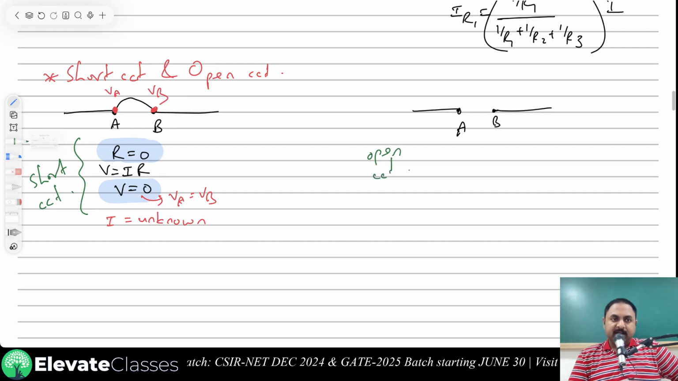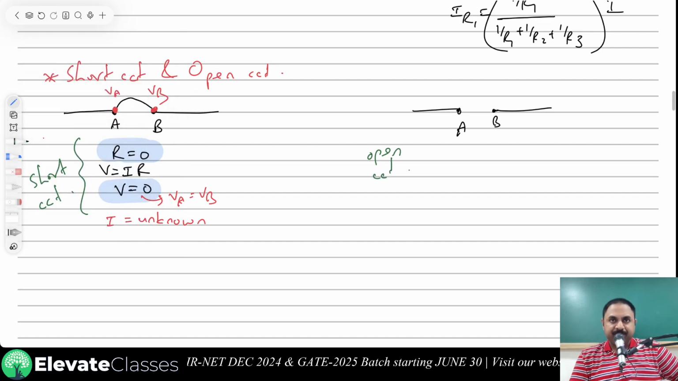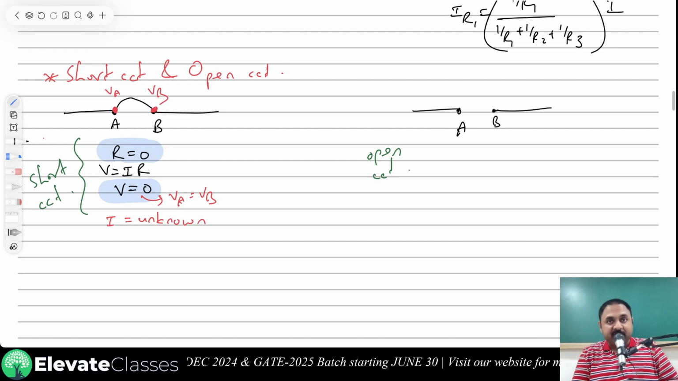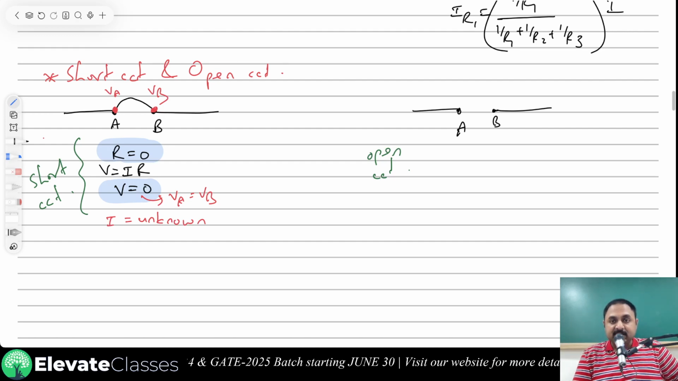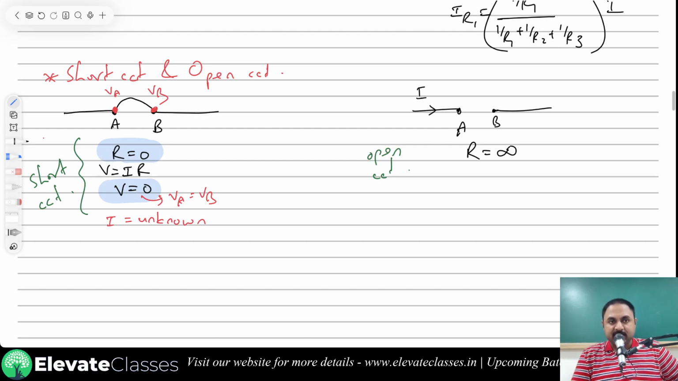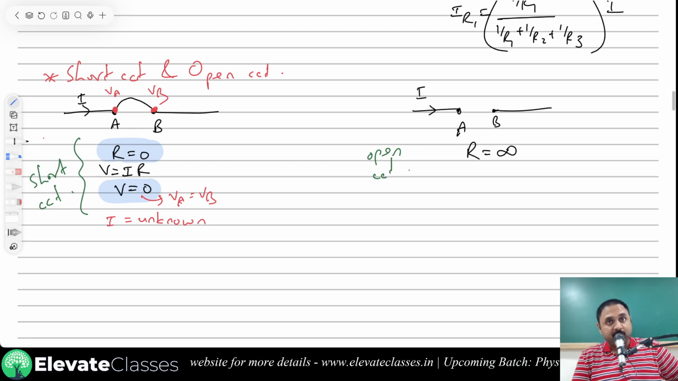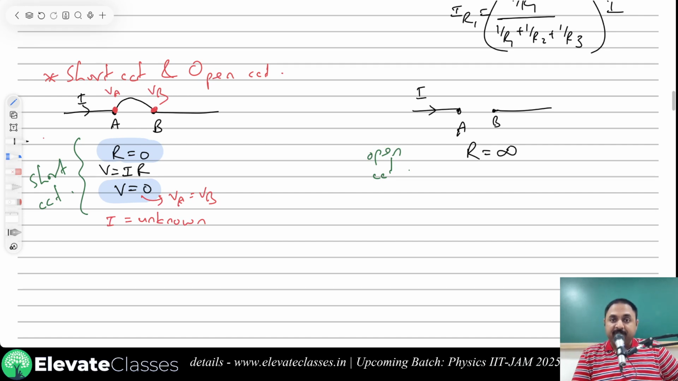Now tell me, there is no conductor between point A and B. There is no element, nothing connected between A and B. So what should the resistance be? The resistance will be infinite. If the resistance is infinite, can any current flow through here? No. So the important point for an open circuit is that the current flowing through 2 points which are open circuited is 0.